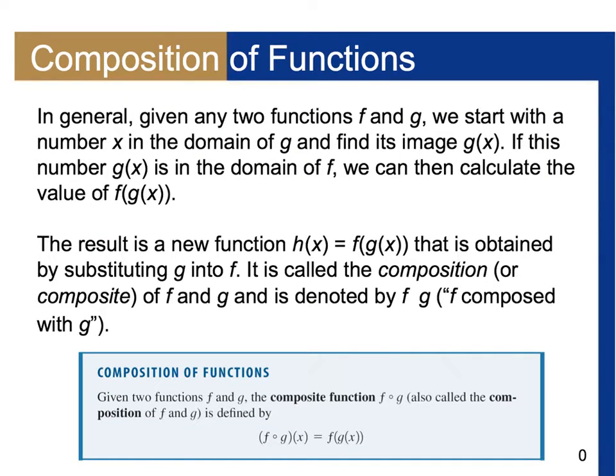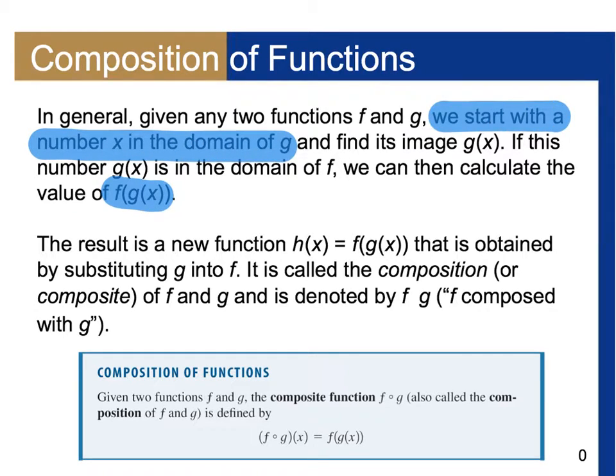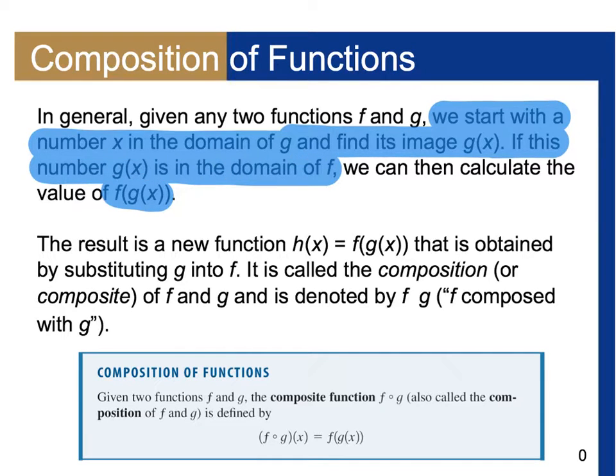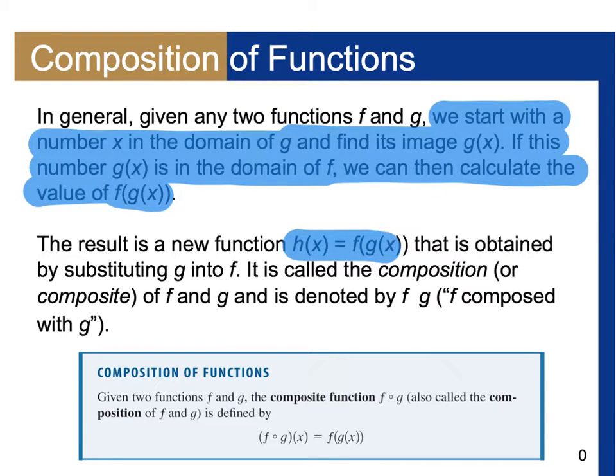Okay, so basically, we're going to start with the number x. We're talking about f of g of x. We're going to start with the number x in the domain of g, so it has to be in the domain of g, and then find its image g of x, which is the output. Okay, and then if that number g of x is in the domain of f, we can then calculate the value of f of g of x. Okay, so that's how we get this new function h of x equals f of g of x. That's called the composition or composite of f and g.